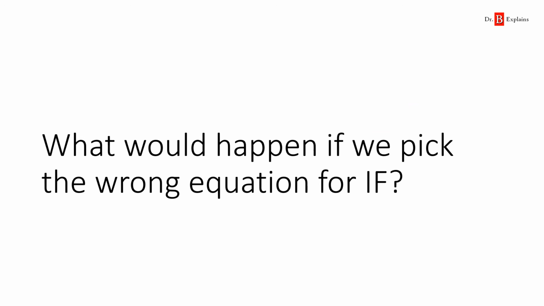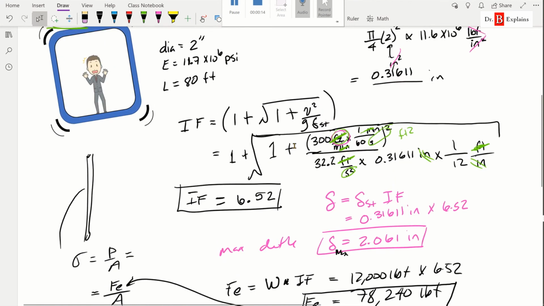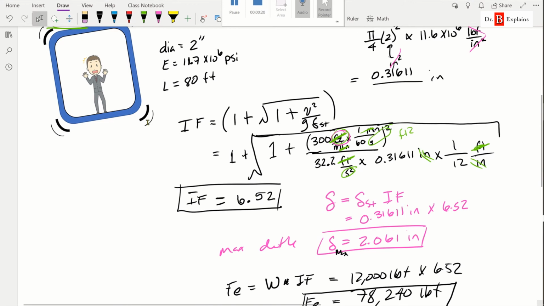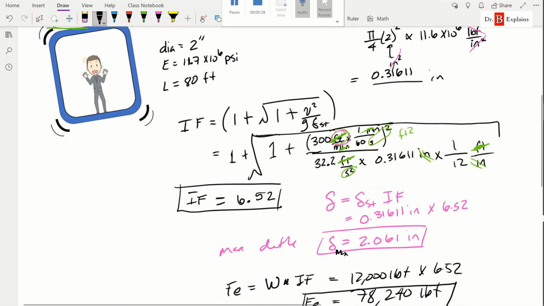Now, just for fun, let's see what would happen if we pick the wrong equation for the impact factor. So if you remember, we have two equations. One depends on the velocity given. The other one depends on the height, right? So what is the one with the height? Let me erase a little bit. The one with the height, if we had used that one and said, well, I can claim that the elevator has dropped a height of 80 feet, that would not be entirely correct for this discussion of the impact factor.